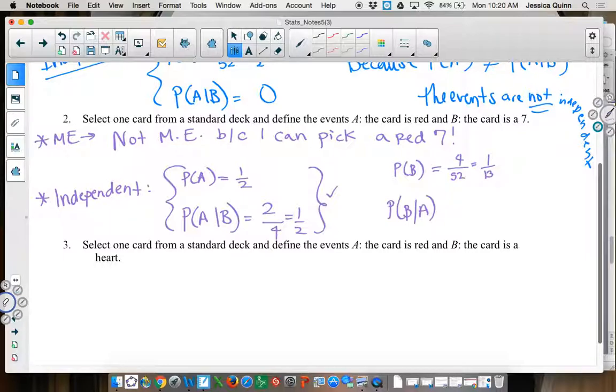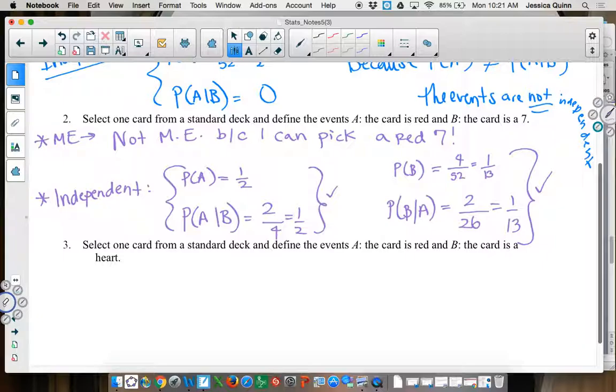Okay. The probability of B given A. So again, given A. A is a red card. How many red cards are there? 26 red cards, right? That's my A. Now, of those 26 red cards, how many of them are 7s? 2, which simplifies to 1/13. So that one works as well.